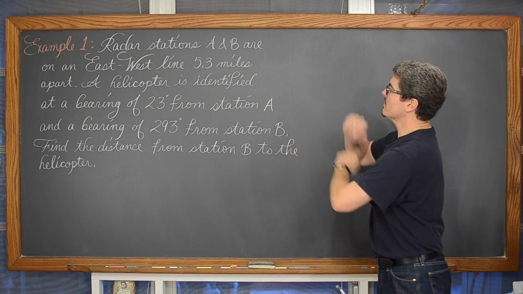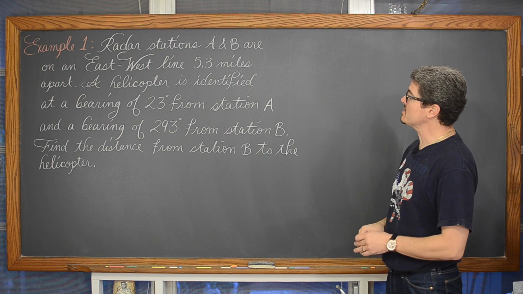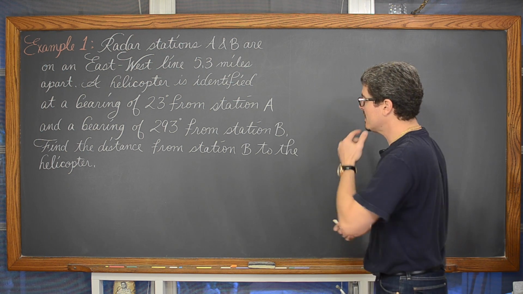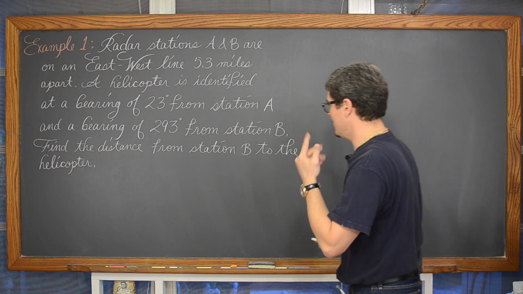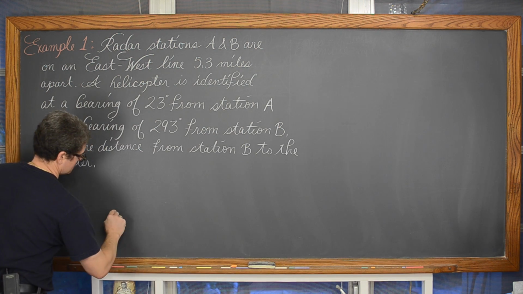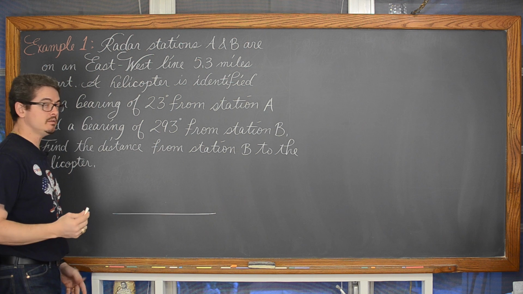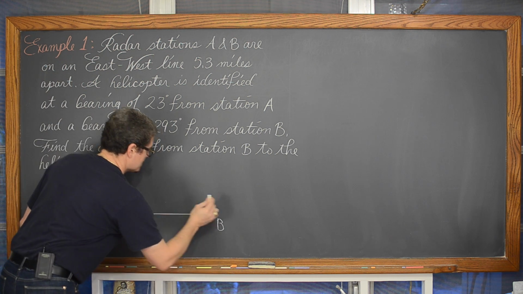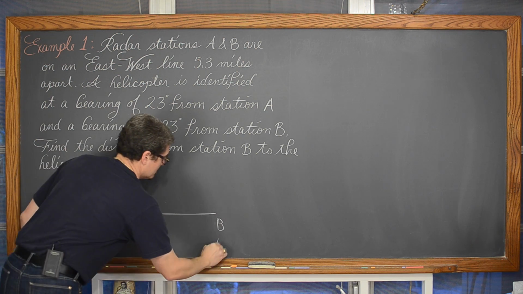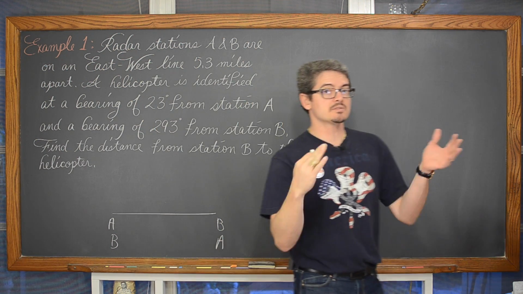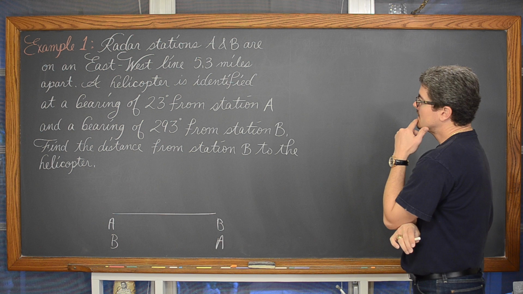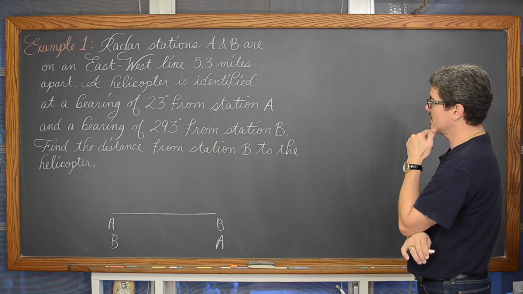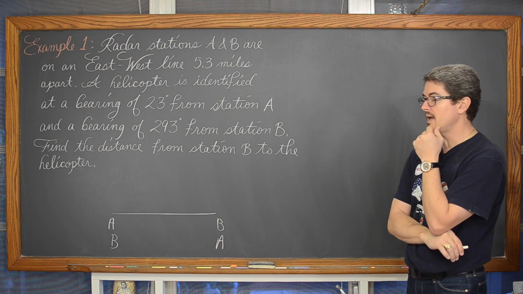Alrighty then. Radar stations A and B are on an east-west line, 5.3 miles apart. Okay, so let's see here. Let's go east-west line. I'm not sure if A is going to be here and B is going to be here, or B is going to be here and A is going to be there, but they're east and west of each other. The helicopter is identified at a bearing of 23 degrees from station A.